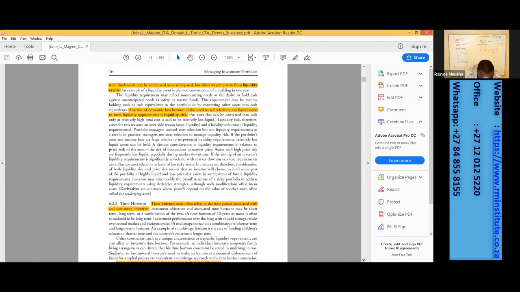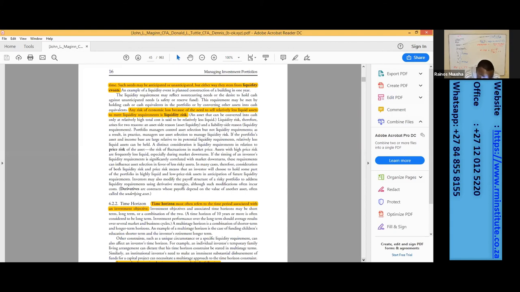So on page 16, second paragraph, line number 4, they say, any risk of economic loss because of the need to sell relatively less liquid assets to meet liquidity needs is liquidity risk. So the liquidity risk in this case is because the client is saying that they want to be able to access the money because of some emergency need. There is now the risk that they might end up selling an investment that is not easily sold on the market, or the type of investment for which there's not that much demand.